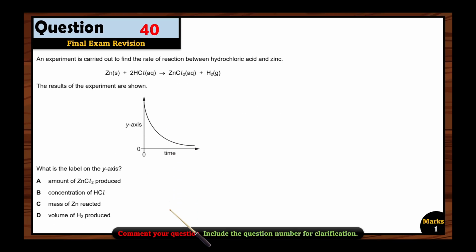Question 40. An experiment is carried out to find the rate of reaction between HCl and zinc. This is the reaction. The results of the experiment are shown. What is the label on the y-axis? First of all, you have to see where the y-axis is starting from. It's starting from the top. It means at the start something was very high and slowly it is getting lower. So what does it mean? It means it can be a reactant, because of course in the start we cannot have a higher number of the product. If they are measuring a product, the plot should be like this one.